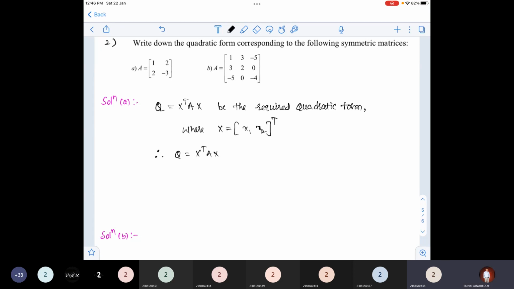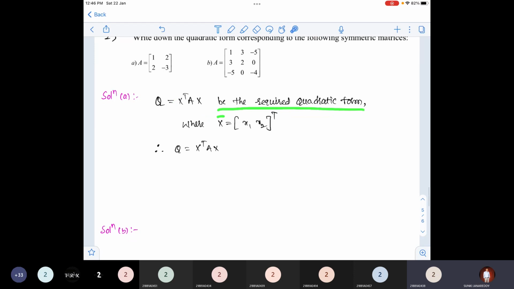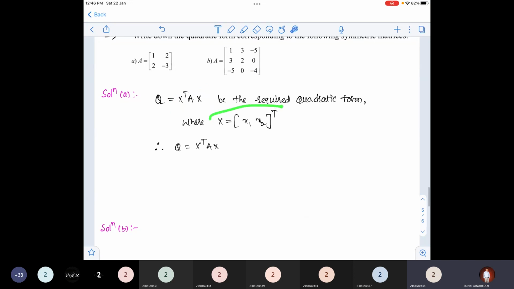Okay, here all of you should remember this one. Q is equal to X transpose A into X, the required quadratic form. To get the quadratic form, you need to remember this formula, that is X transpose A into X. What is X? X means x1, x2. Here it is a 2 by 2 matrix, so we need to take two variables only, that is x1, x2, all transpose.